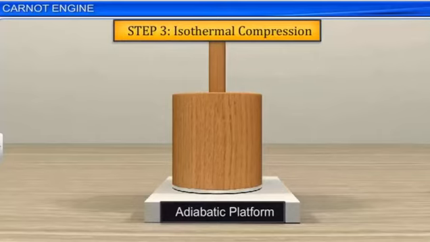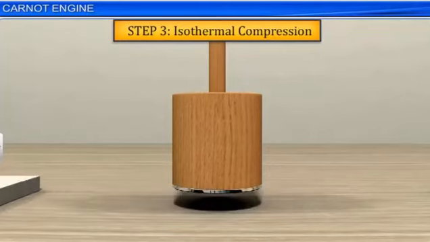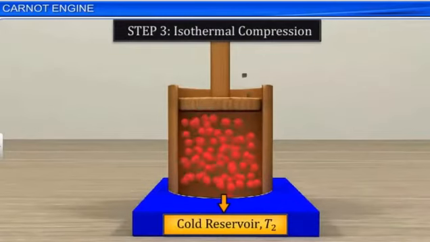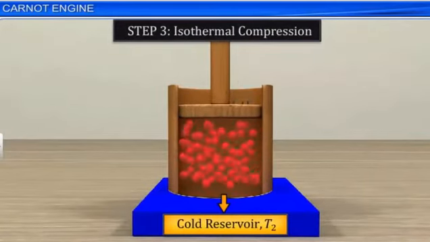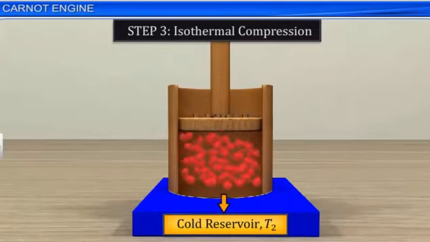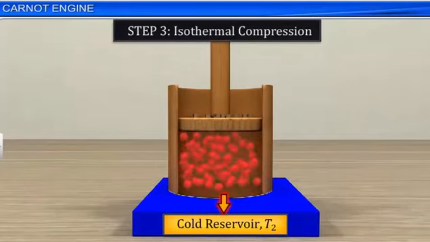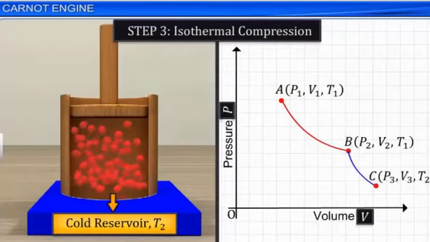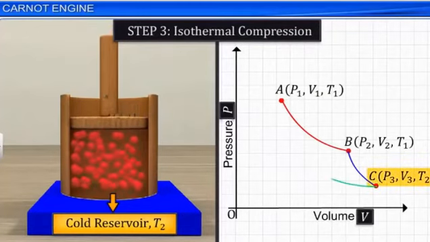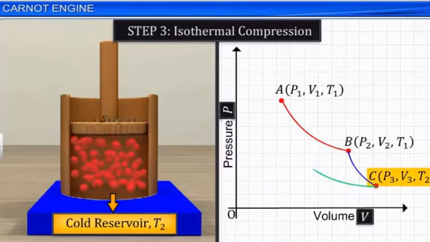In the next step, let us place the container on a cold reservoir, which is at temperature T2. By placing back some of the tiny weights on the piston, allow the gas to compress isothermally. In this process, the system releases heat to the cold reservoir. Assume that during the process, the state of the system is taken from C (P3, V3, T2) to D (P4, V4, T2).